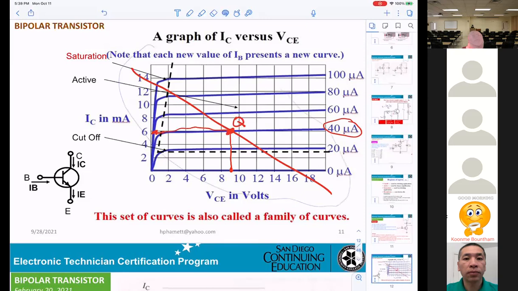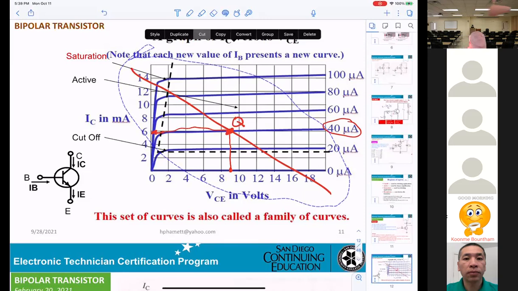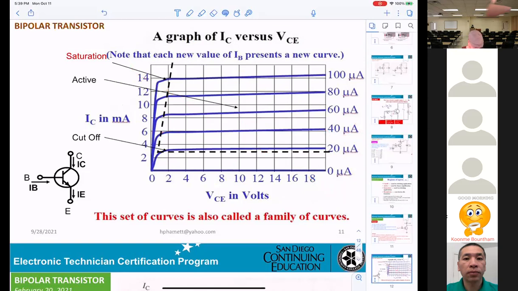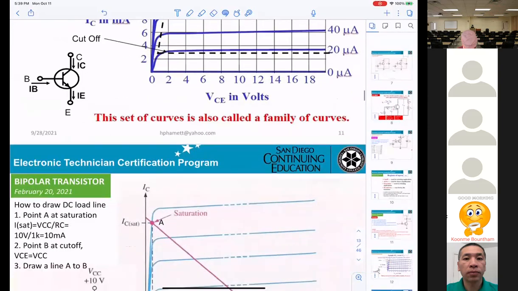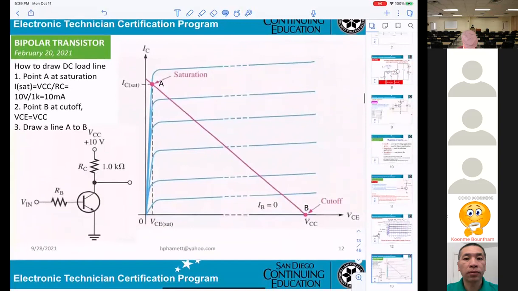The engineer has to do that. We don't have to. But we just need to know, basically, the DC load line, and how to draw the DC load line.